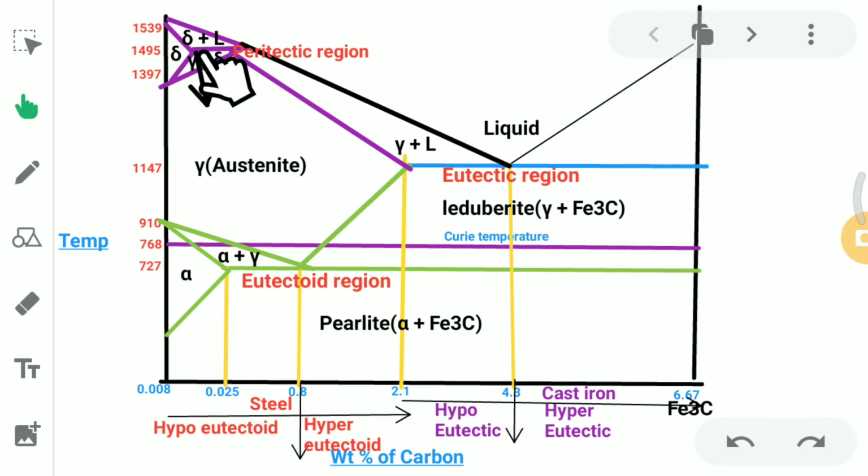Then we need to remember these compositions, friends. This is 0.1 weight percentage of carbon, this is 0.16 percentage of carbon, and here we will get 0.51. These are the maximum solubility limits at that phase, friends.